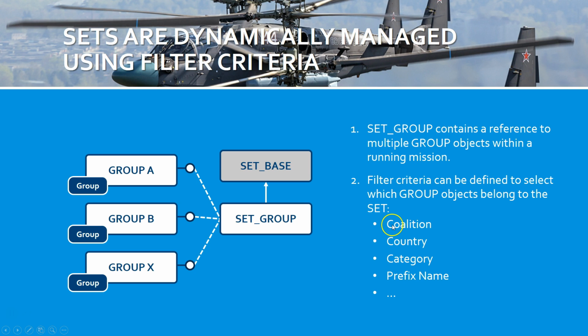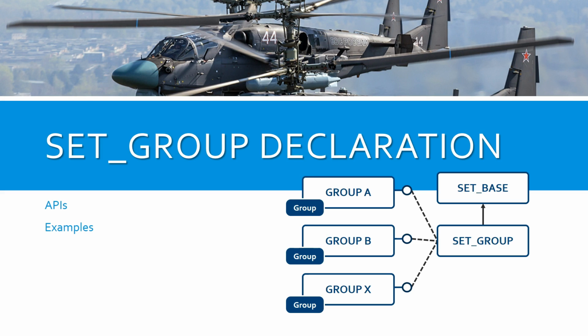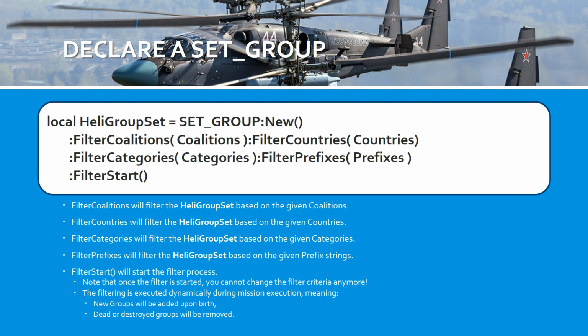complying with specified filter criteria within the set group. And filter criteria can be specified around a coalition, a country, a category and a prefix name, because these are the properties that belong to each separate group. You can have groups from coalition red or blue, you can have groups from country Belgium, Norway, Sweden, and you can have different categories of groups, ships, planes, and groups have different names, so you can filter on the name as well.